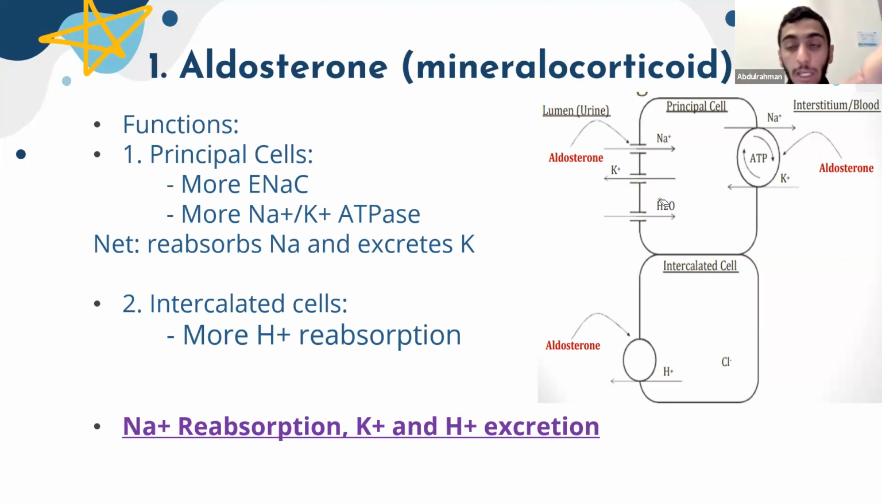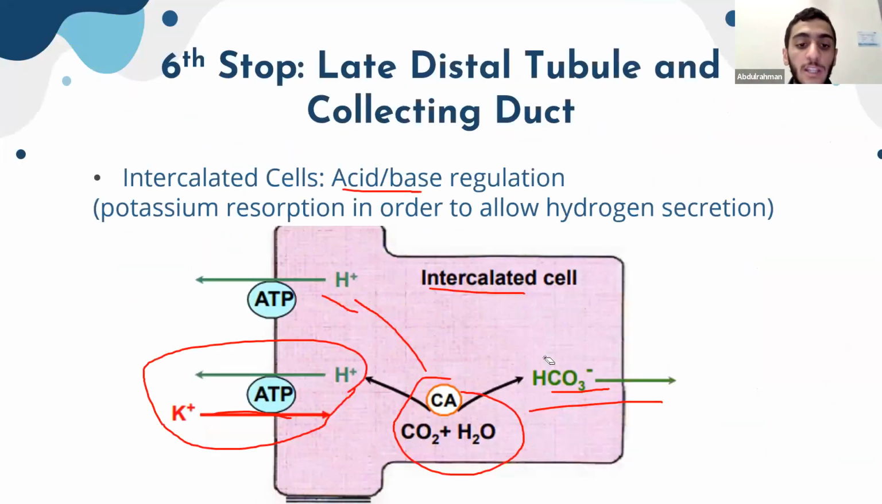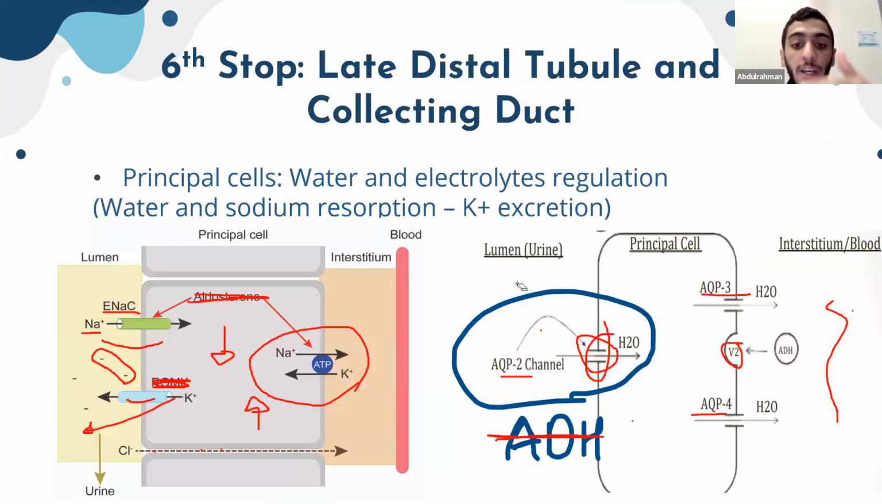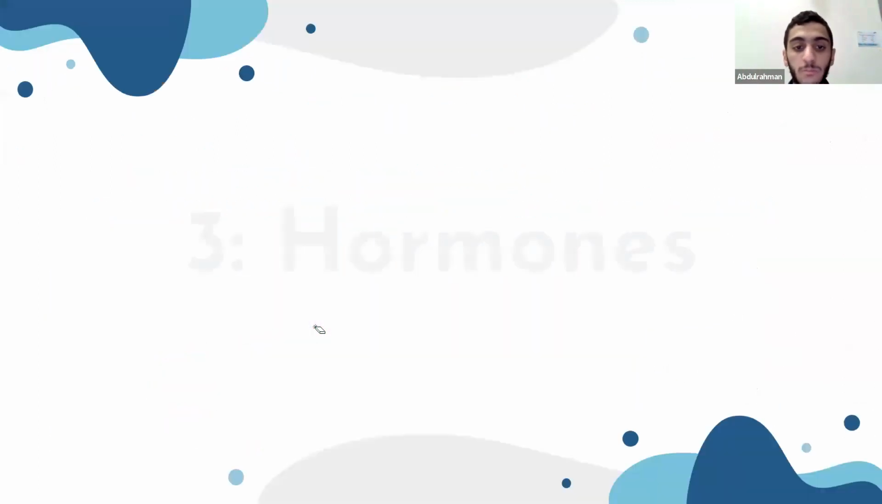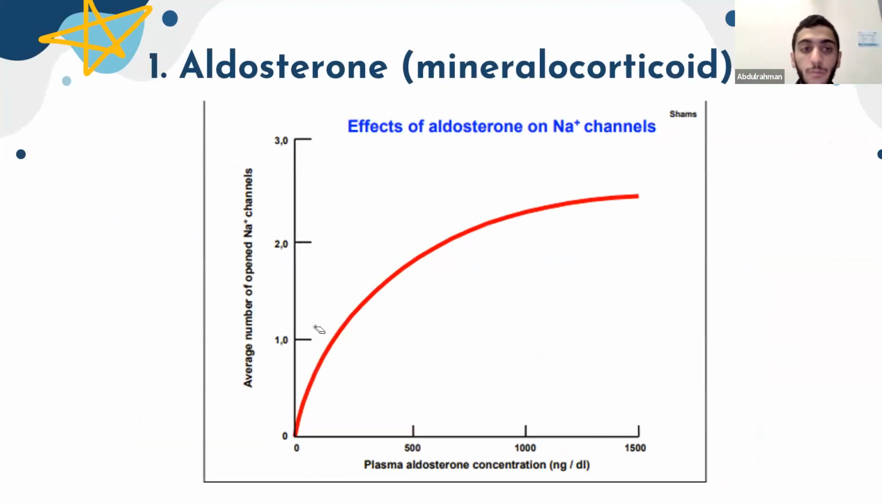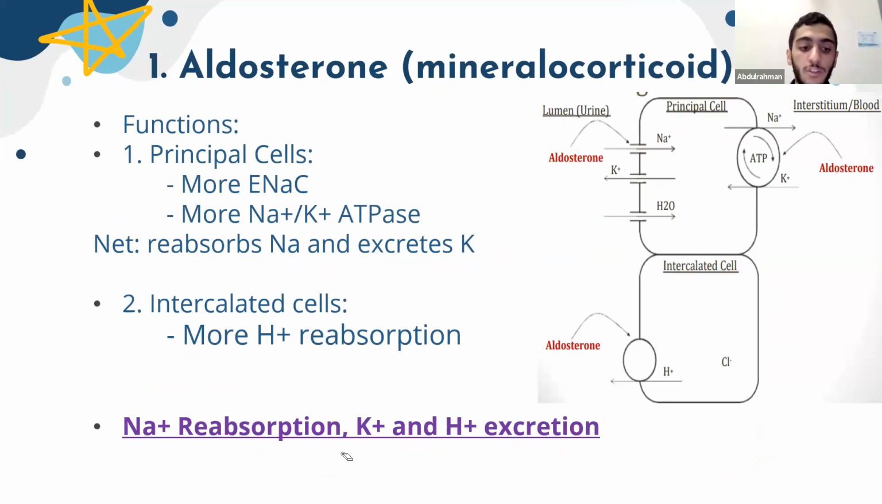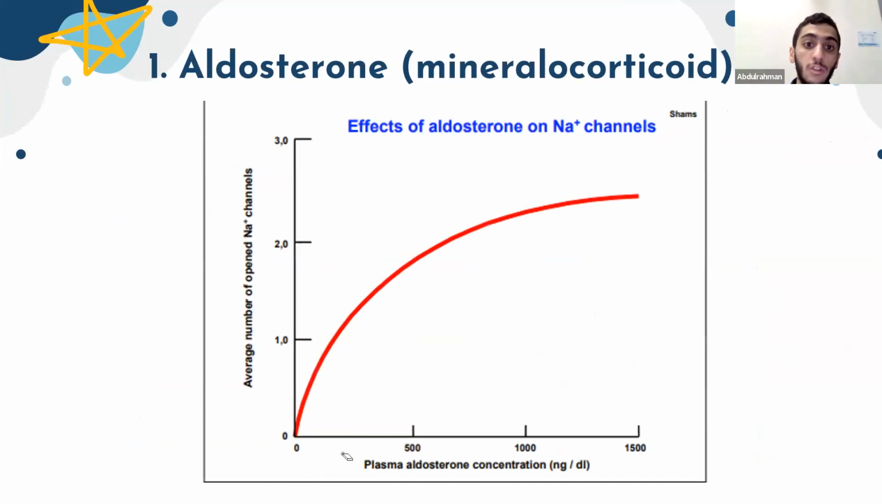Now, another function that it does, but it's not really related to the main function of balancing blood pressure, is that it acts on the intercalated cells, because these guys are beside each other. So it also acts on there, and it causes more H+ release. Basically, all aldosterone does is stimulate the intercalated cells and the principal cells. So whatever these guys are doing, aldosterone makes them do it better. This is all you need to know. This is the final function: everything is done better by aldosterone.